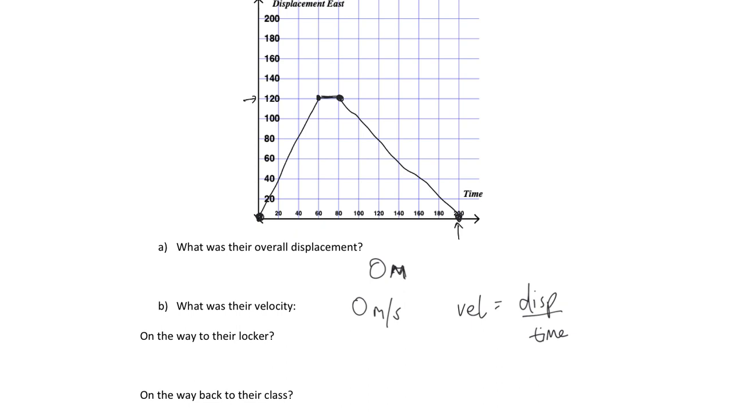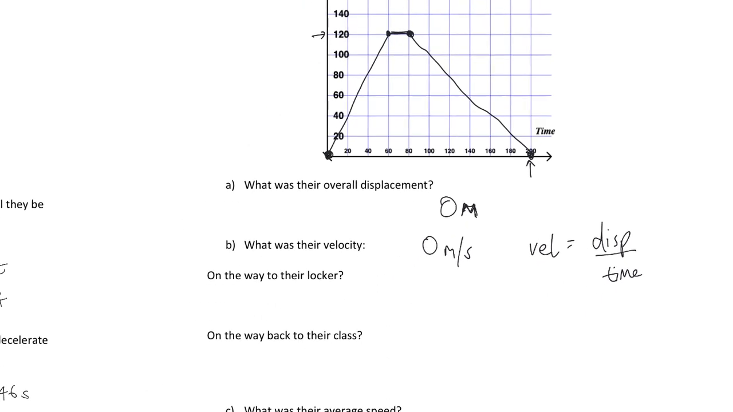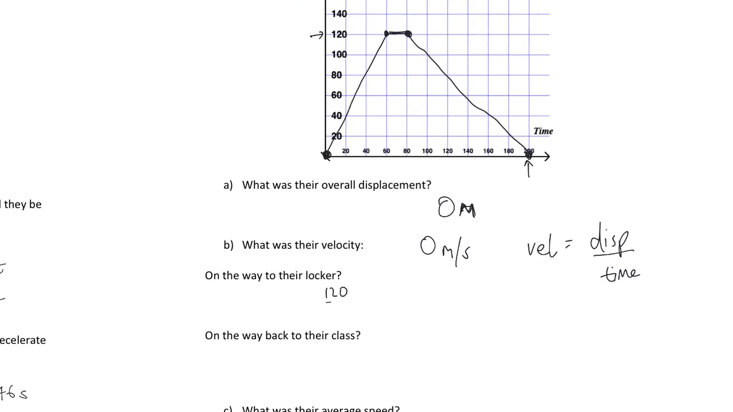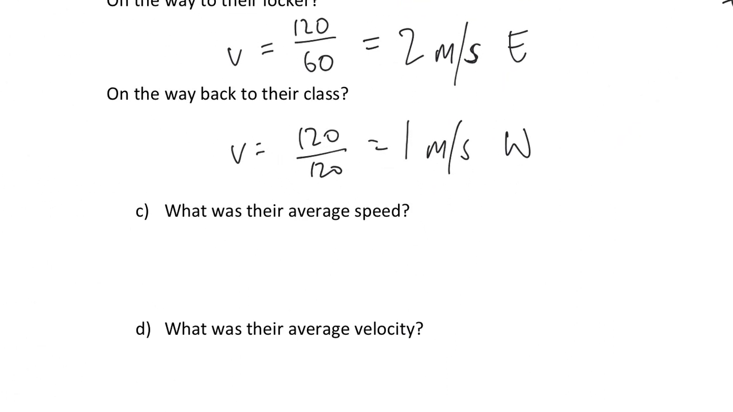Oh, but sorry, that was their velocity on the way to their locker. Should have done that. All right, so 120 over 60 is the initial one. Their velocity, which will be equal to 2 meters per second. Is that the final answer? No. I need a direction, which is east, I think. Right, what was their velocity on the way back to class? 120 divided by 120, which is equal to 1 meter per second. So just like you, they walk slowly back to class because they're lazy like you guys. Right, and there's your 1 meter per second west.